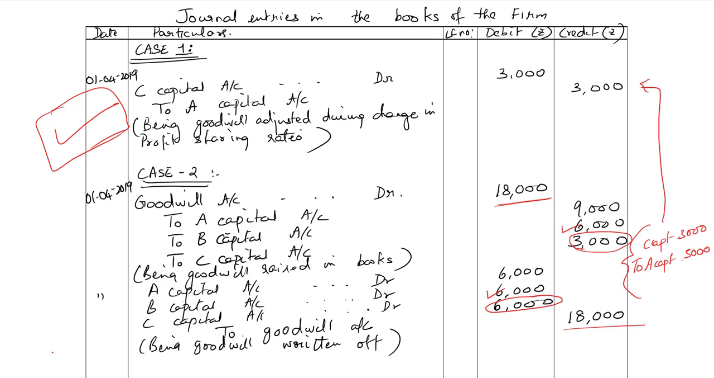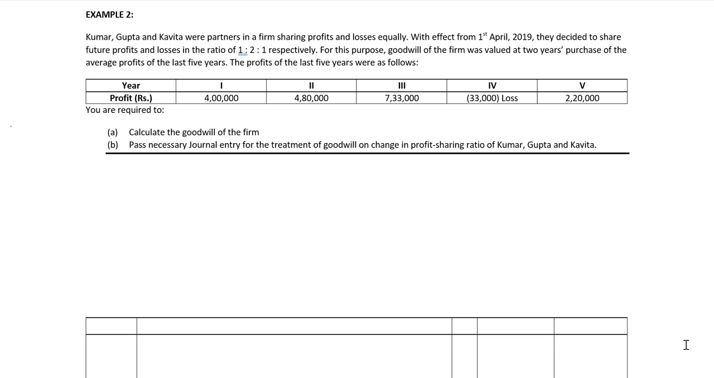Let's go to example 2. Kumar, Gupta and Kavita were partners in a firm sharing profits and losses equally. With effect from 1st April 2019, they decided to share future profits and losses in the ratio of 1:2:1 respectively. For this purpose, goodwill of the firm was to be valued at 2 years' purchase of the average profits of the last 5 years. The profits of the last 5 years were as follows.